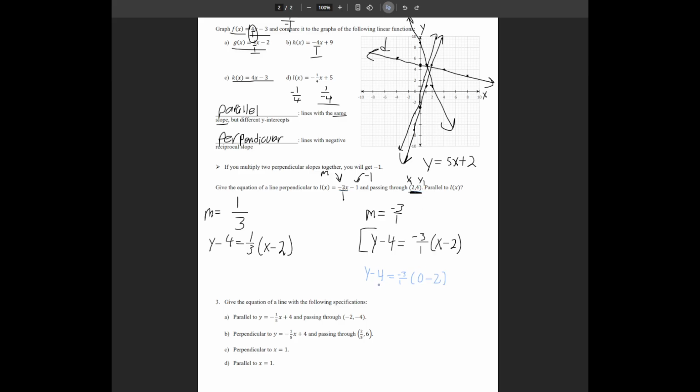So now to solve this, I'm just going to solve for y using regular algebra. 0 minus 2 is -2. -3 times -2 will just give me a +6. So this right-hand side evaluates out to just be +6. Now I'm going to add 4 to get y by itself. All right, so my y-intercept should be 10 in this equation, which is different from -1, so we are good. This equation works.